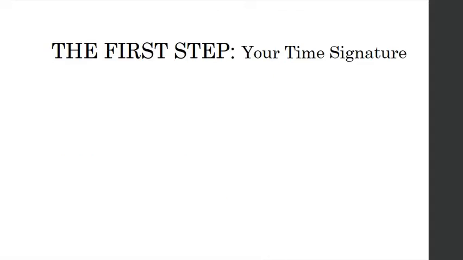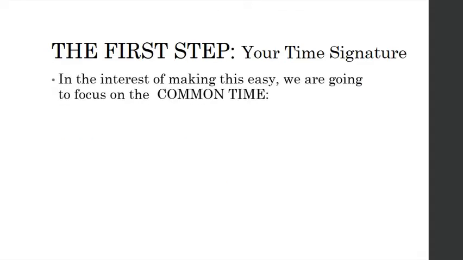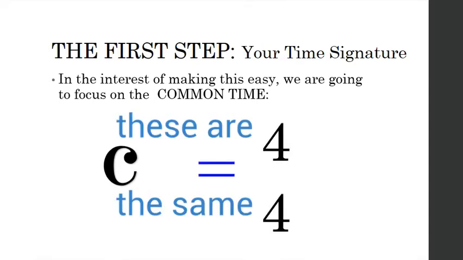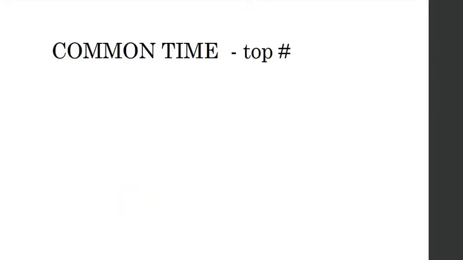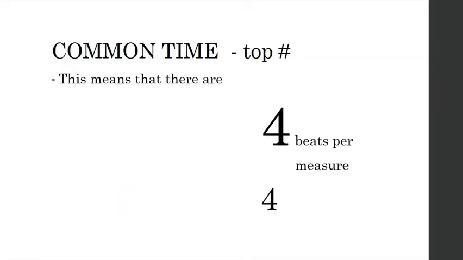The first step on this adventure is figuring out your time signature. For sake of keeping this explanation easy, we're going to talk about the most common time, called common time. You'll see a C at the beginning of your music. Sometimes it's not there. Sometimes you'll see the actual numbers written out. That would be 4/4. And like all time signatures, that top number is going to tell you the number of beats per measure, in this case, 4.